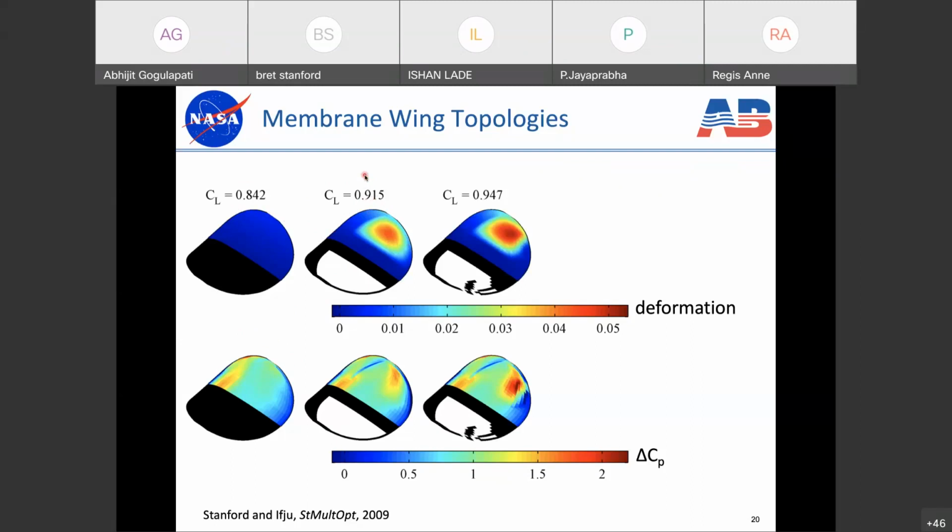And the result we get when we do that is shown here. So we have some somewhat more complicated topology, which is shown down here, and then the lift coefficient is indeed higher than our baseline perimeter reinforced wing. And then we wanted to go in the opposite direction.